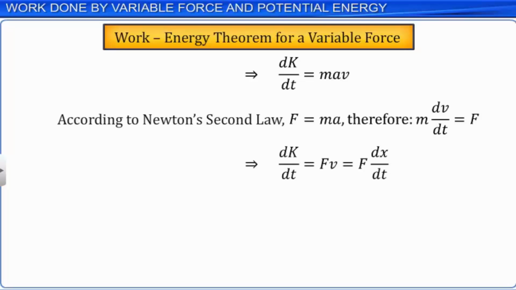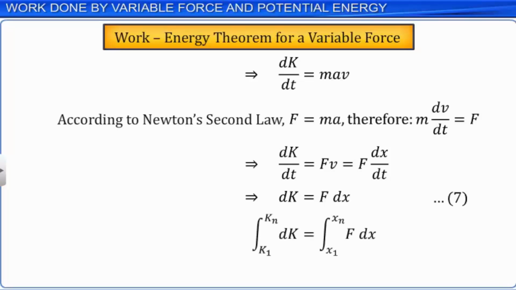Also, the velocity term v in the expression can be represented as the rate of displacement, v is equal to dx by dt. Hence, we get expression 7 as shown, which is dk is equal to F dx. Integrating expression 7 in the limits from x1 to xn for the displacement and for k1 to kn for the corresponding kinetic energy, we get integral dk within the limits k1 to kn equal to integral F dx within the limits x1 to xn.